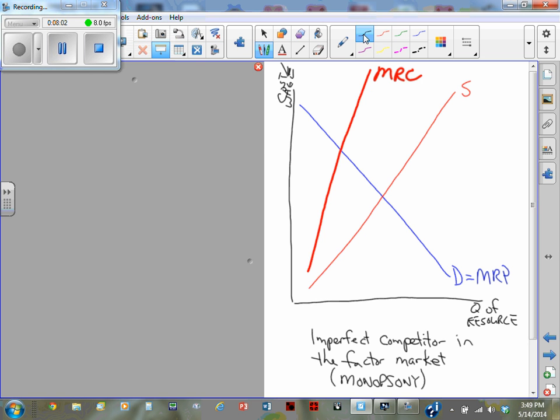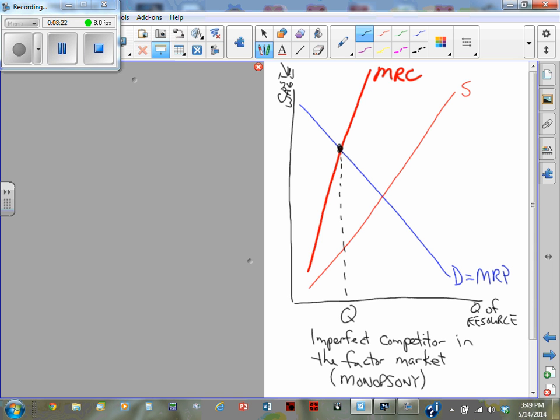So the quantity of labor that we'll hire, the quantity of this unique resource that we're going to purchase, is going to be determined where the marginal resource cost crosses the marginal revenue product. And that's this point right here. So this will be the amount that we purchase.